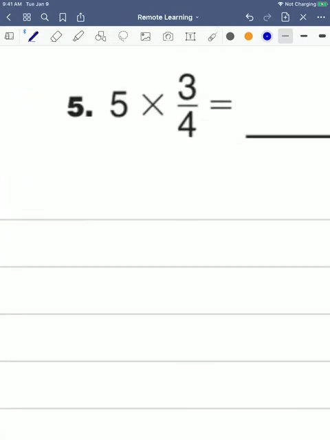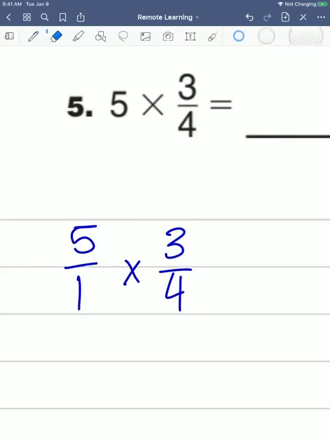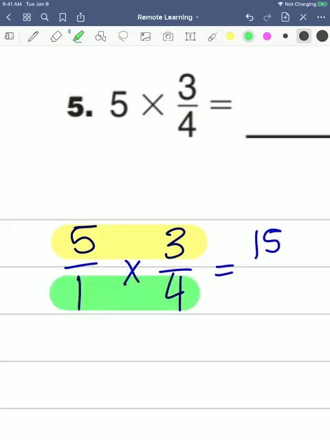Lastly, I want you to try this one on your own. I will set it up for you as 5 over 1 times 3 over 4. Pause the video and go ahead and try this. I hope that you did pause and you're just coming back to check your work. 5 times 3 is 15, and 1 times 4 is 4. So my answer is 15 over 4.